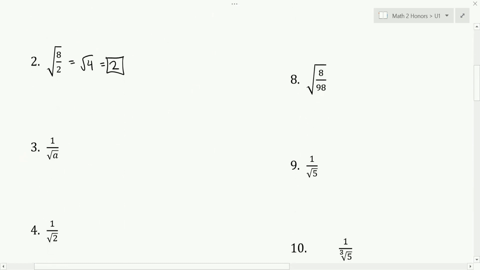So number 3, we have 1 over the square root of a. We can't stop there because we have a square root in the denominator. So we're going to create an equivalent fraction, and we're going to decide what we multiply top and bottom by. What would be a good thing to multiply the bottom and top by to get rid of that radical? Square root of a. So we get 1 times the square root of a is the square root of a. Square root of a times the square root of a is the square root of a squared, which is just a. And can I cancel those out? No.